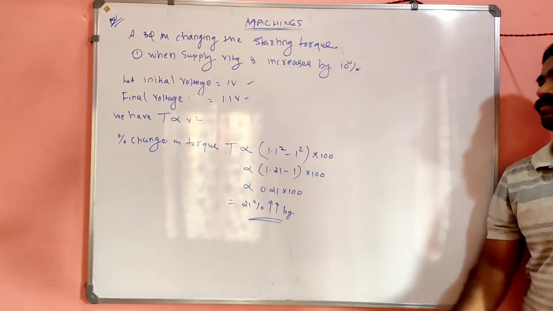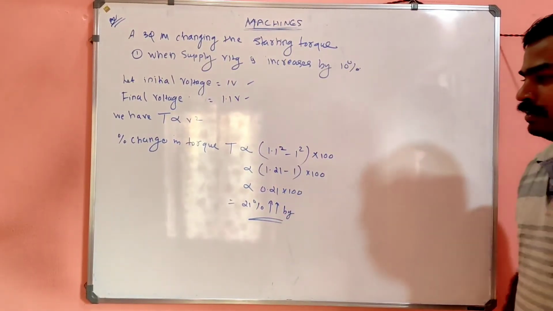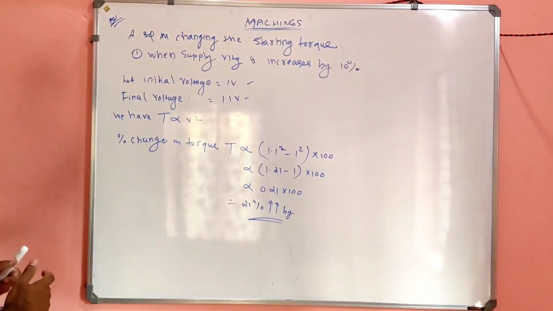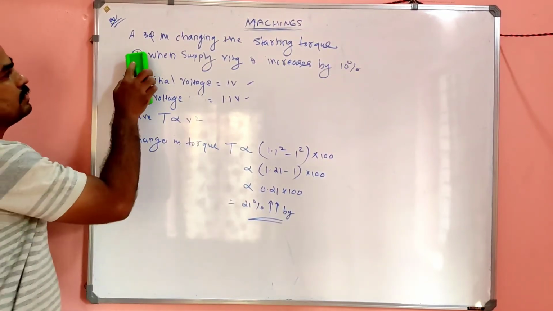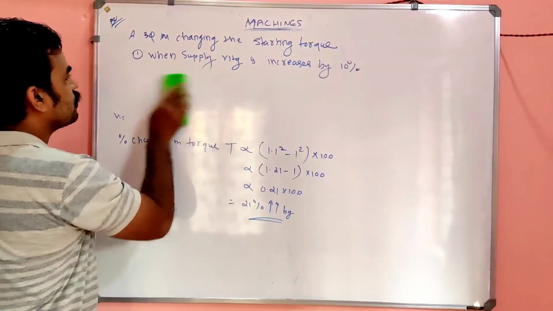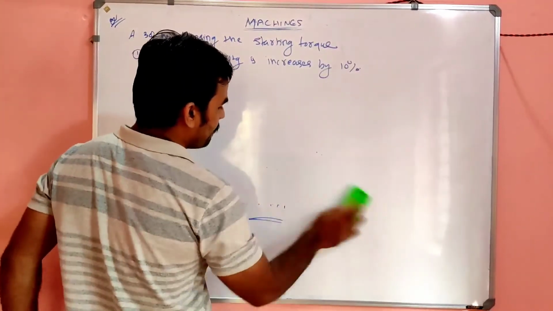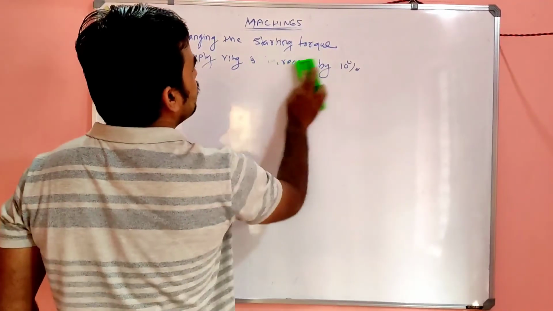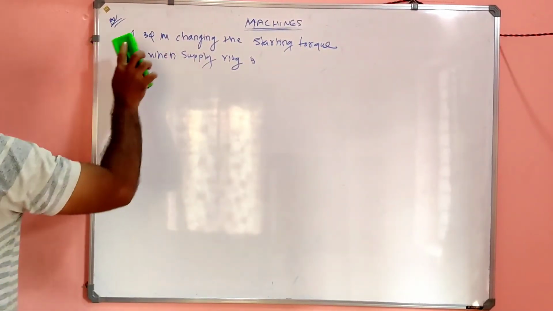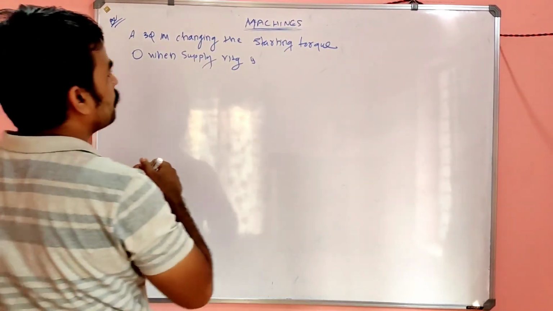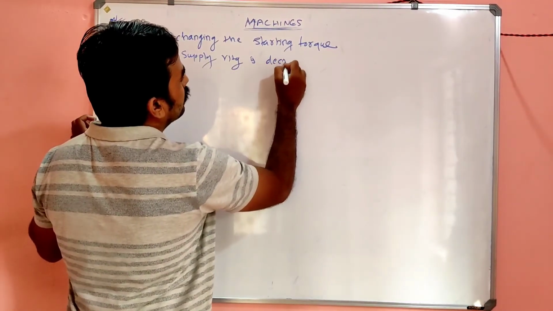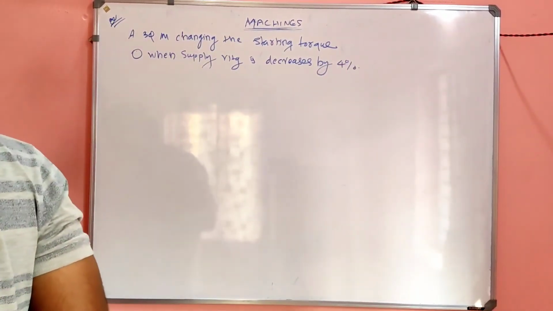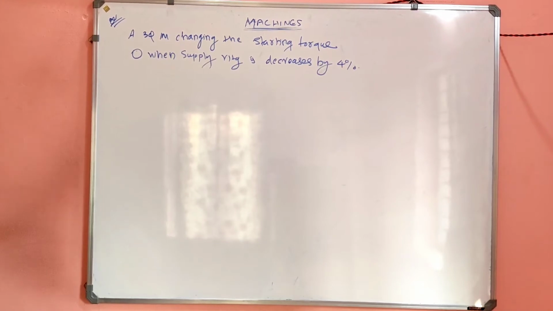Let initial voltage be 1 volt, final voltage be 1.1 volt, then it will be what? 21% increase. Correct? Did you get the answer? And what is the second sub question? When the supply voltage decreases by 4%.